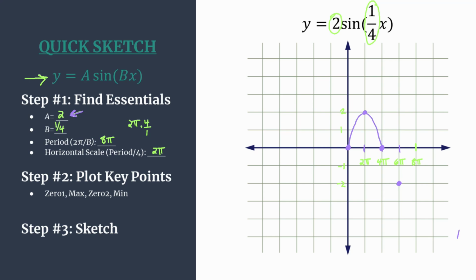So sketch in your sine curve. The pattern will start again at 8 pi, so you can keep going in either direction for as many cycles as you need. That's all there is to it. Hopefully this helps you be able to sketch sine graphs pretty quickly.